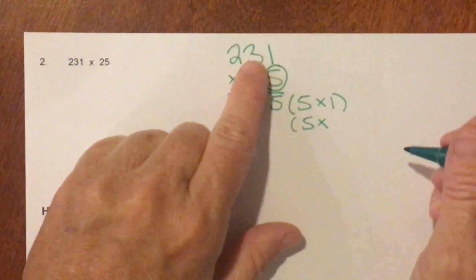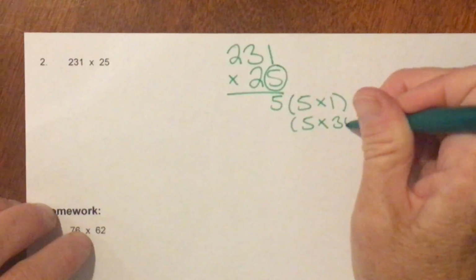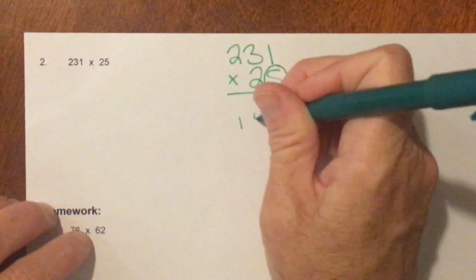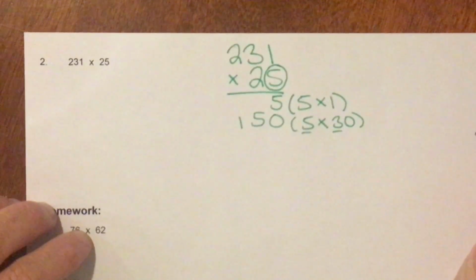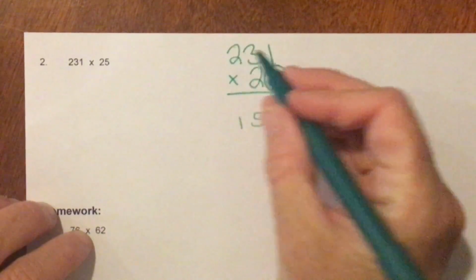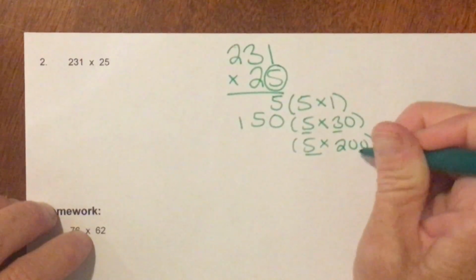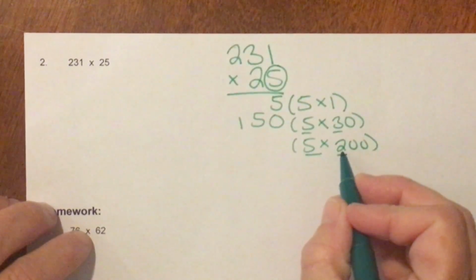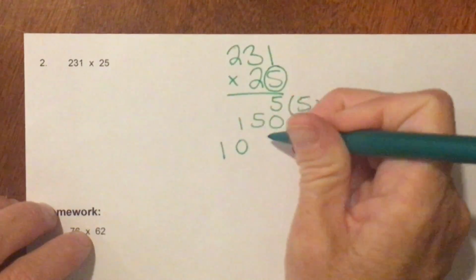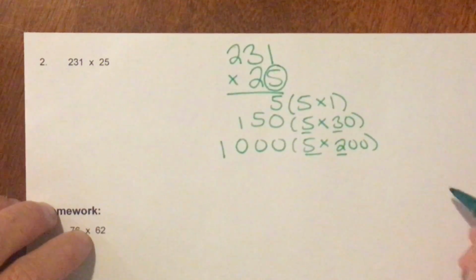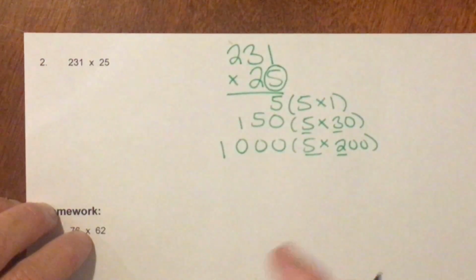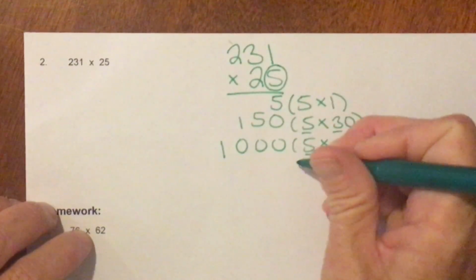5 times 3, but it's really a 30, gives me 150. And 5 times 2, but it's really a 200. Ooh, that's going to be 10 plus 2 extra zeros. Okay, so now my 5's been used on all of them, so let's go on to our 2.